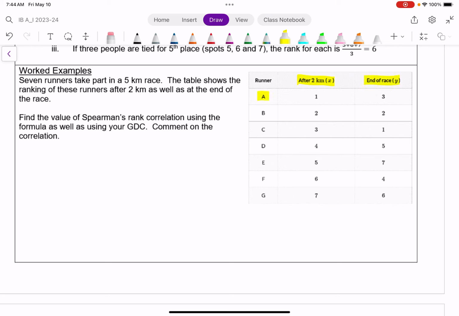So for example, runner A was first after 2 kilometers but finished third. Runner B was second after 2 kilometers and finished second in the race, and so on. And so I don't actually know the overall times for these runners, I just know their order. So the data is not as specific as other types of data when you have just a rank of first through 7th in this point.